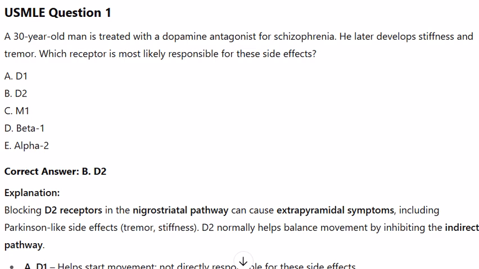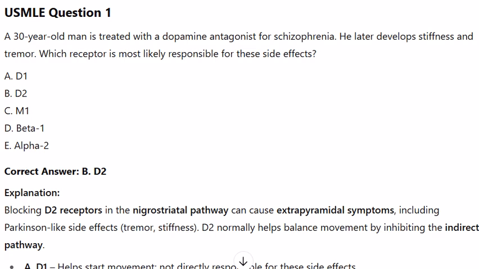Explanation. Blocking D2 receptors in the nigrostriatal pathway can cause extrapyramidal symptoms, including Parkinson-like side effects, tremor, stiffness. D2 normally helps balance movement by inhibiting the indirect pathway. A, D1, helps start movement, not directly responsible for these side effects.